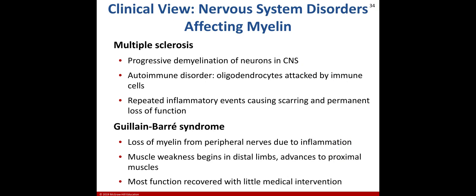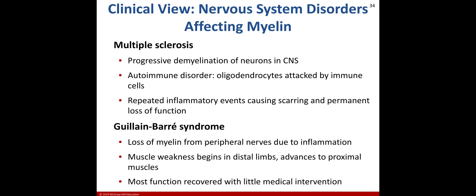So what does this mean for disorders affecting that myelin? A very commonly well-known disorder is multiple sclerosis. This is where there is a progressive demyelination in your central nervous system. It is an autoimmune disorder. Basically, those oligodendrocytes are being attacked by the immune system, and it's causing inflammatory events, which causes scarring, which causes loss of function. So you will lose the ability for those nerves to transmit the signal, which means you'll lose the ability to control that nerve and control that body organ that it's affecting.